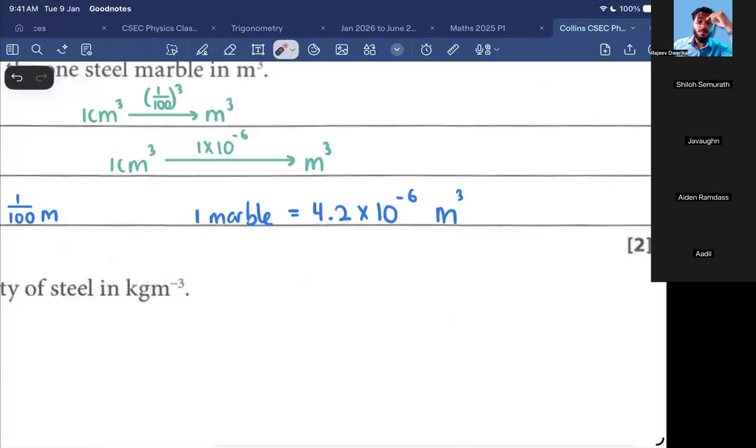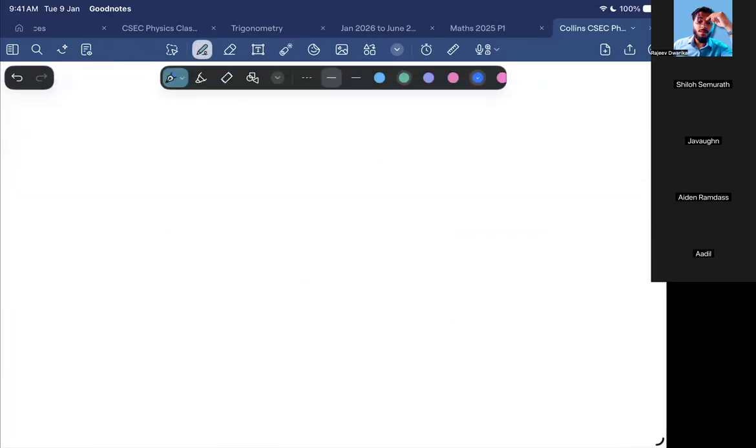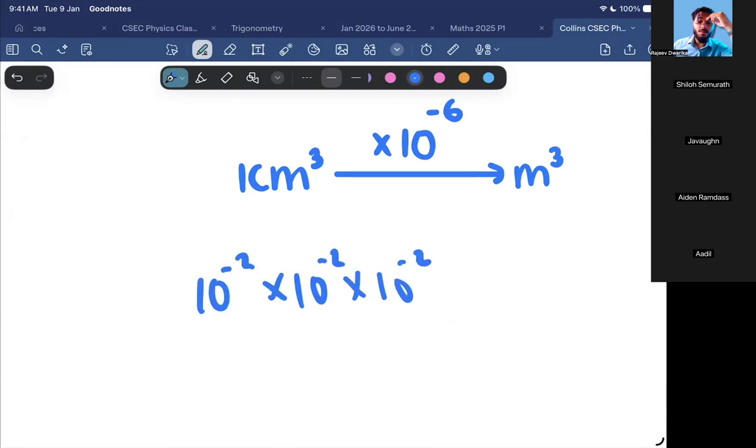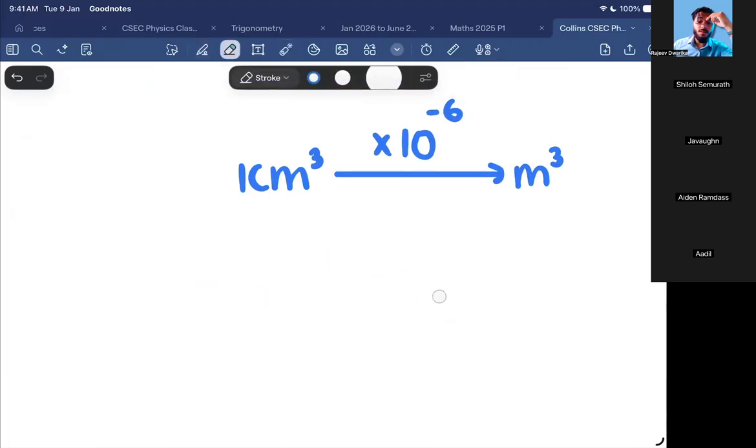But long story short, if you just want to remember it, Javon, if you want to convert 1 centimeter cube to meter cube, you have to multiply by what? 1 over 100. No, not 1 over 100, because remember, it's meter cube. So you have to convert every single dimension to meter and then multiply all. So that will be multiplying by 10 to what power? Negative 6. Right, because remember, 10 to the power negative 2 by 10 to the power negative 2 by 10 to the power negative 2 is going to get 10 to the power negative 6.